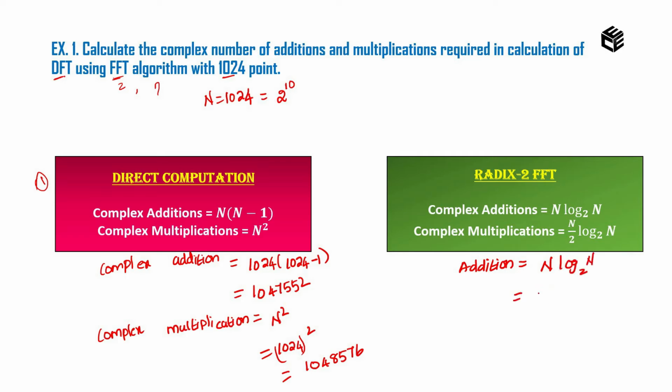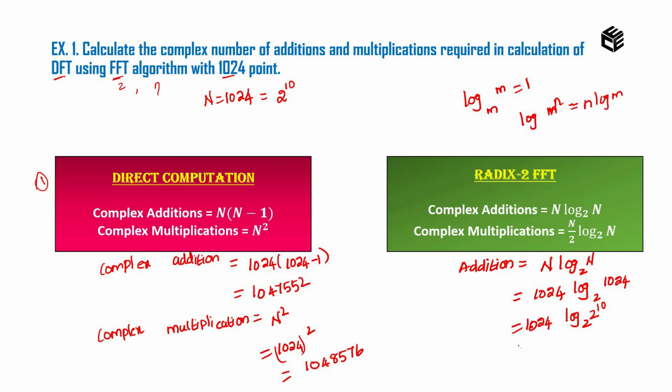Here the n value can be written as 1024 into log of 1024 to the base 2. I'm going to write this 1024 in terms of 2 to the power, so it is 2 to the power n. As you know, log m to the base m is equal to 1, and also log m to the power n can be written as n log m. So using these two formulas, I will get the answer as 1024 into log 2 to the base 2 is 1, and the power can be taken to the front side, so multiplied by 10. This is equal to 10240. So this is the addition value using FFT.